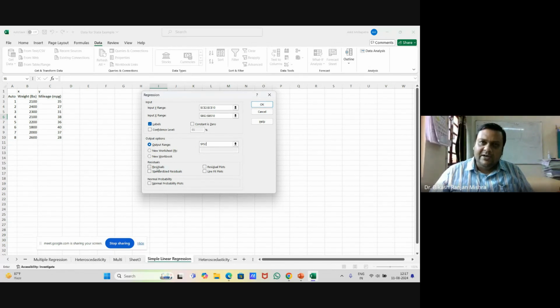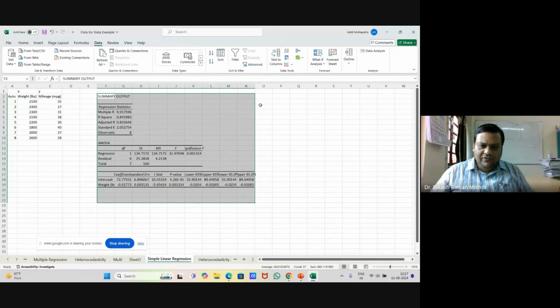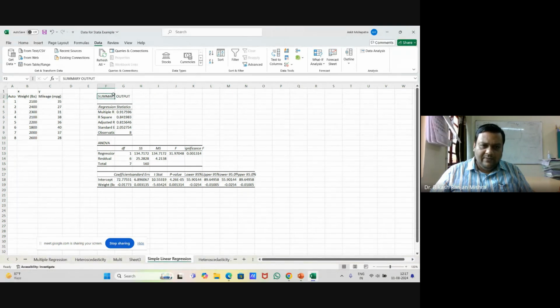Let me execute it without residual. Then let me again execute it with residual. Then we can see what will be the value addition of selecting the residual variable and not selecting the residual variable. So let me go ahead with it and press OK. If you press OK, then what happened? The summary output is available with me.